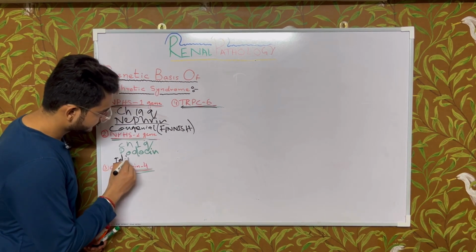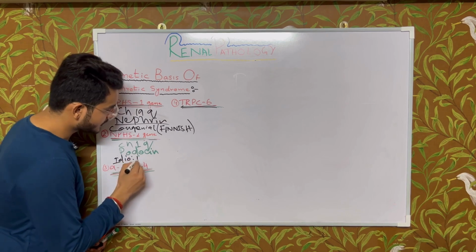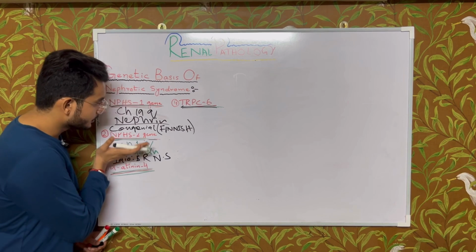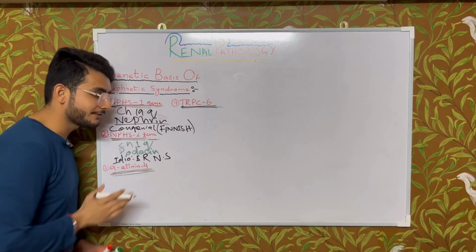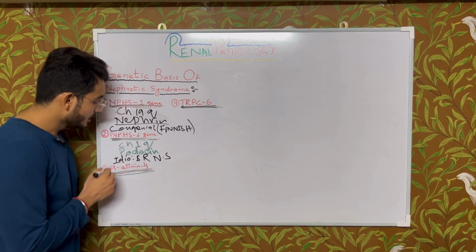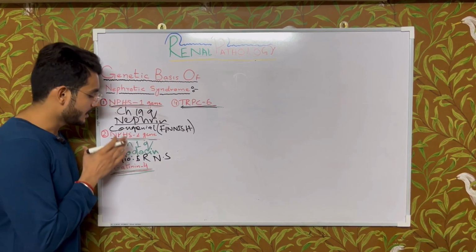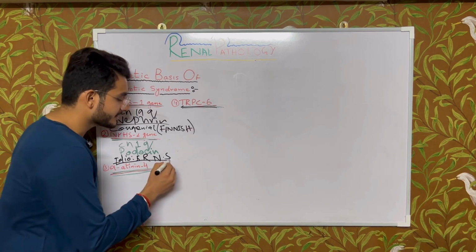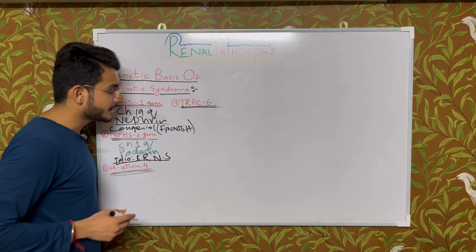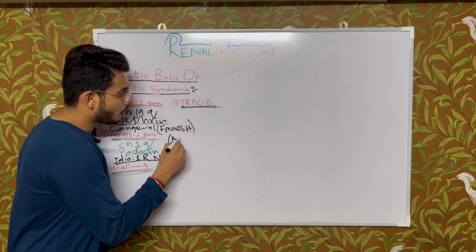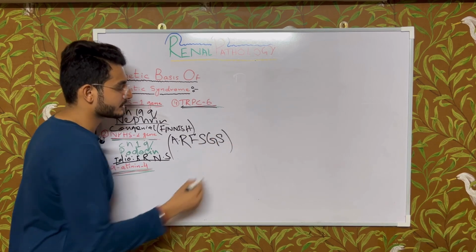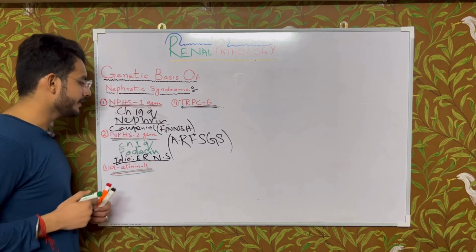idiopathic steroid resistant nephrotic syndrome. So what happens due to the mutation of the NPHS2 gene? The protein which is formed, the podocin, is also defective, so the condition that arises is known as idiopathic steroid resistant nephrotic syndrome. And also due to the mutation of this gene, another condition arises known as autosomal recessive focal segmental glomerulosclerosis. Okay, this was all about NPHS2 gene.